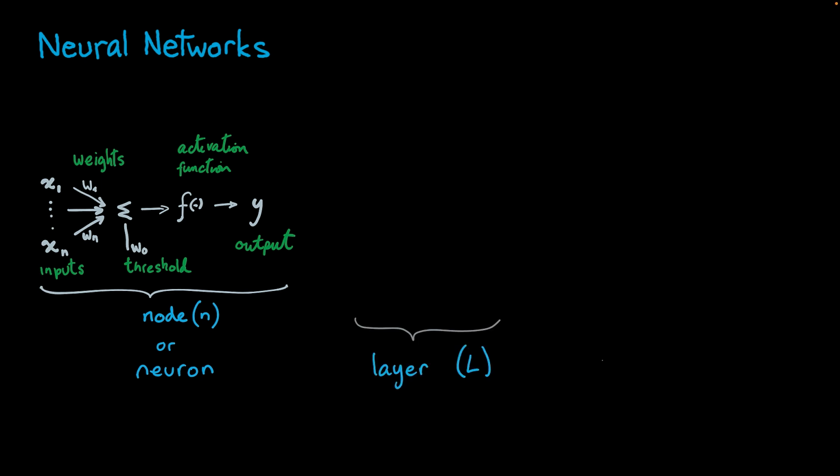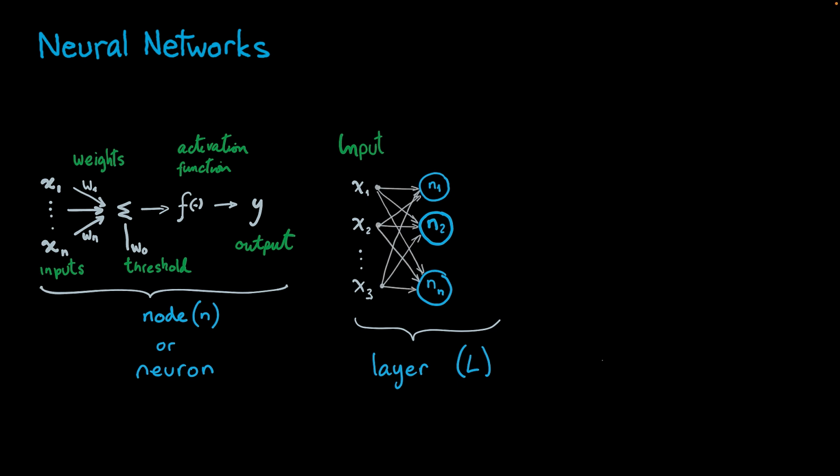Now, when you combine multiple nodes, you create a layer. And these layers are also going to process the input. But the difference in this case is that all the inputs are going to be processed by all the nodes in parallel. Each node is going to produce an output.